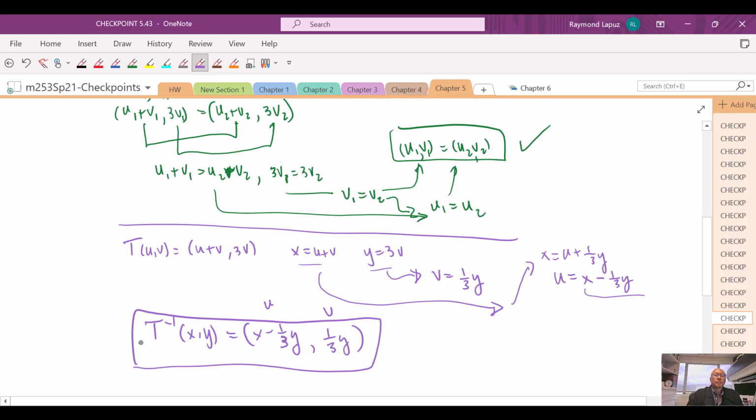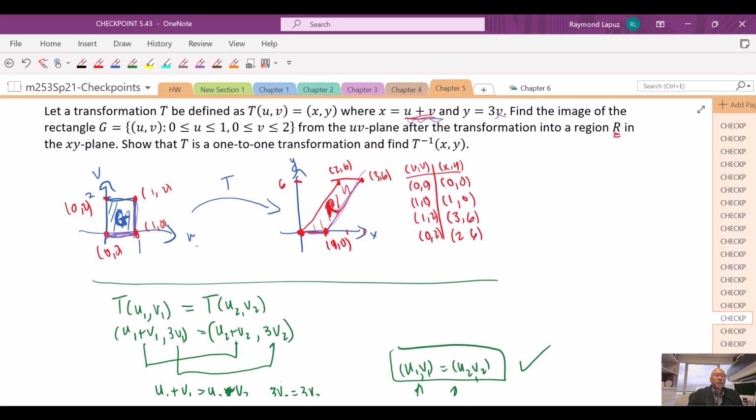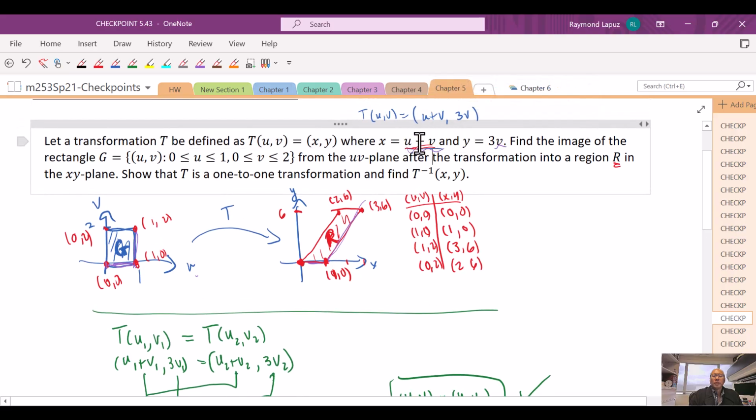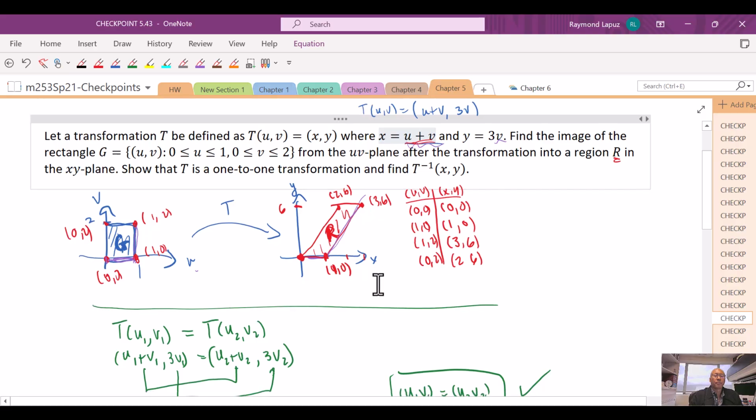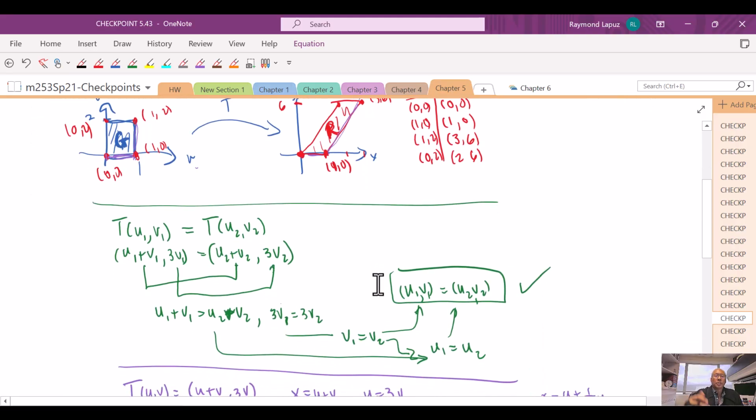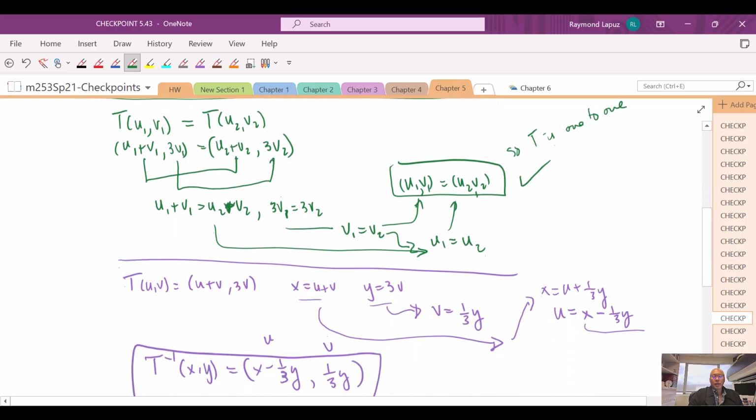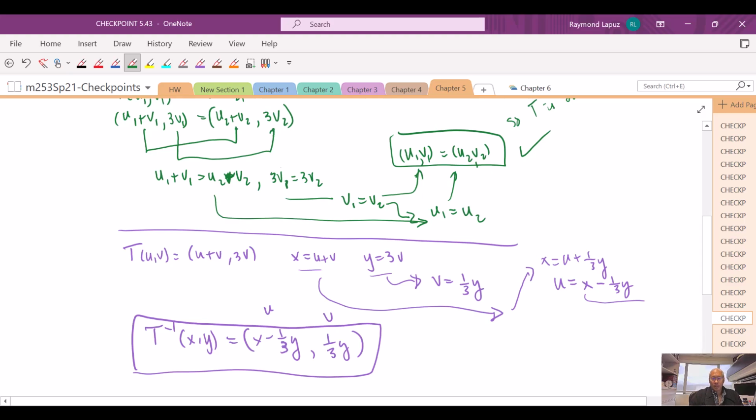All right, so just to recap, we found the image from G to R for this transformation, and we took advantage of the fact that this is a linear transformation, so because we're coming from a rectangle, that's going to go to another parallelogram. We showed that it is 1-to-1. Let's just write the conclusion. So T is 1-to-1. And then we found the inverse transformation of T.